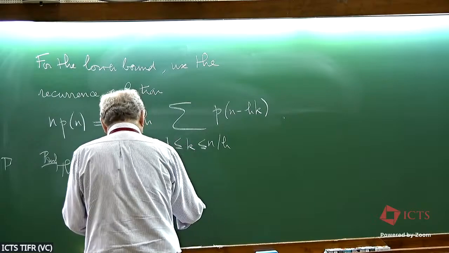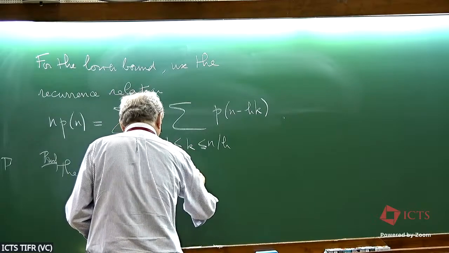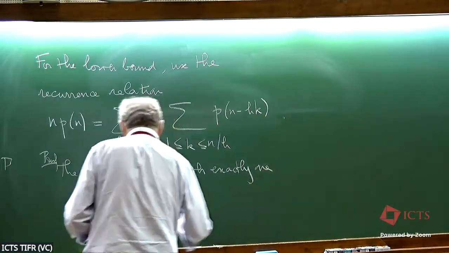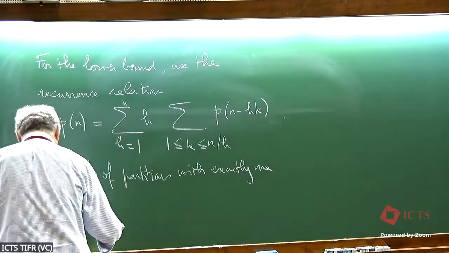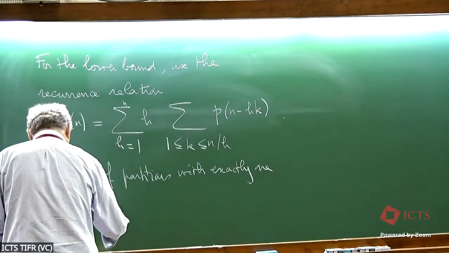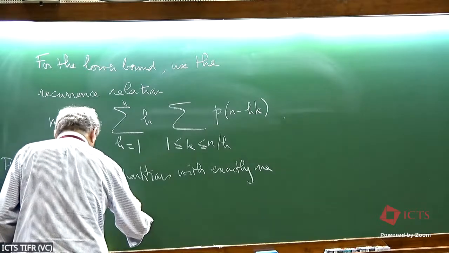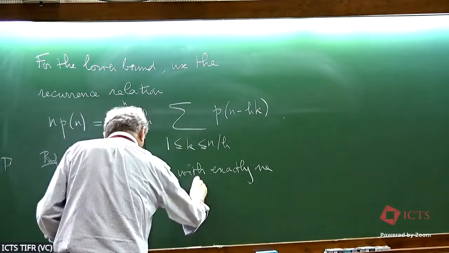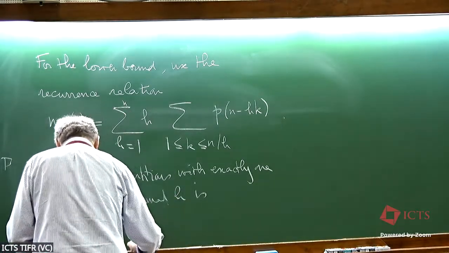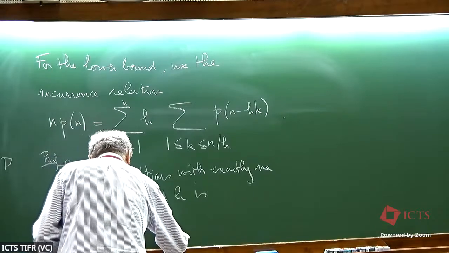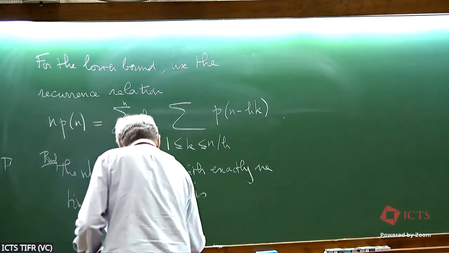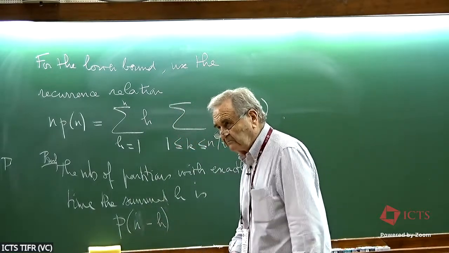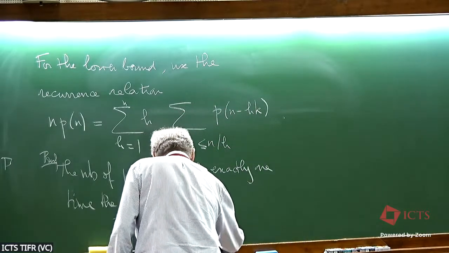The number of them with exactly 1 time the summand h is P of n minus h. That is to say all the ones which have h, but if they have at least 2 times, you don't count them. So this is minus P of n minus 2h.